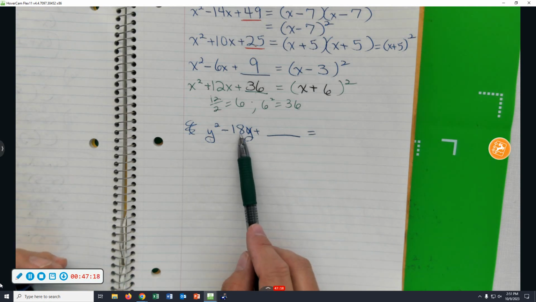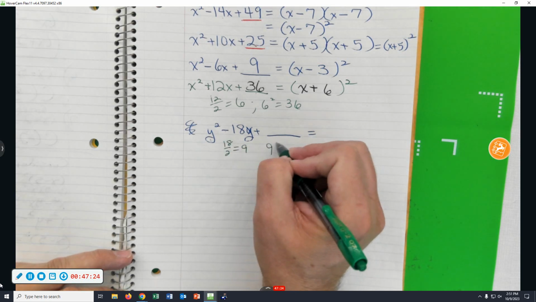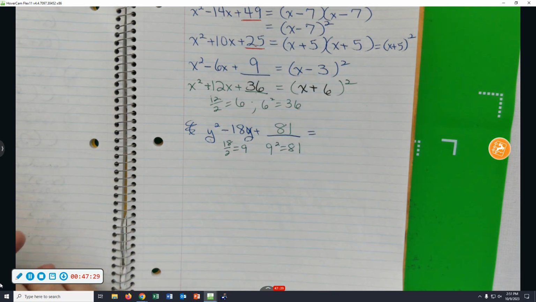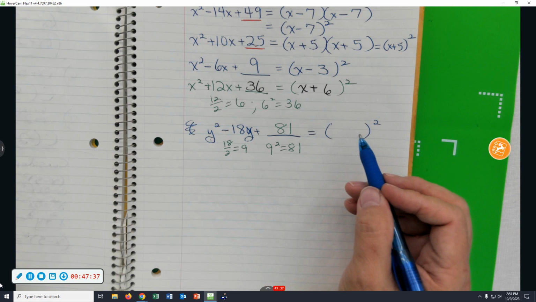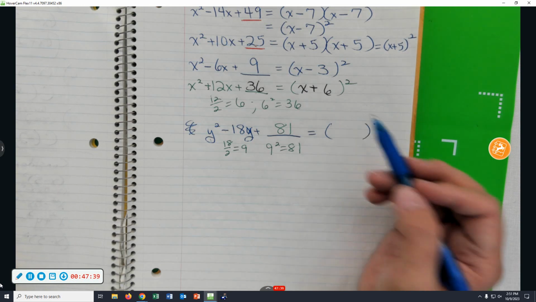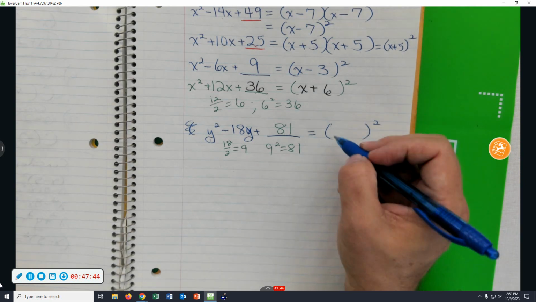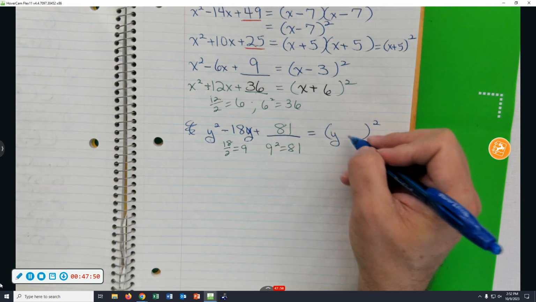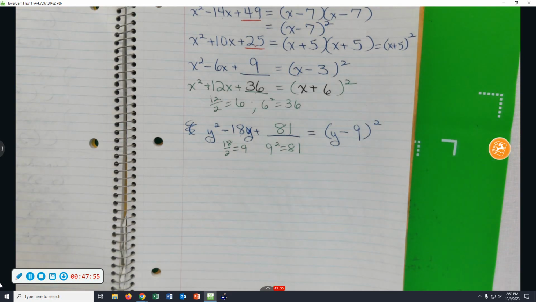Okay, you took half of 18. 18 divided by 2 is 9. You then square the 9 to get 81. So I agree with the 81. And then that's going to factor how? And you say, well, why do we want it factored as a binomial squared? Because that's center radius form. Remember, we're trying to get this stuff back to center radius form. So with that in mind, variable y, and then that sign there is a minus, so we put a minus. Half of 18 is 9.